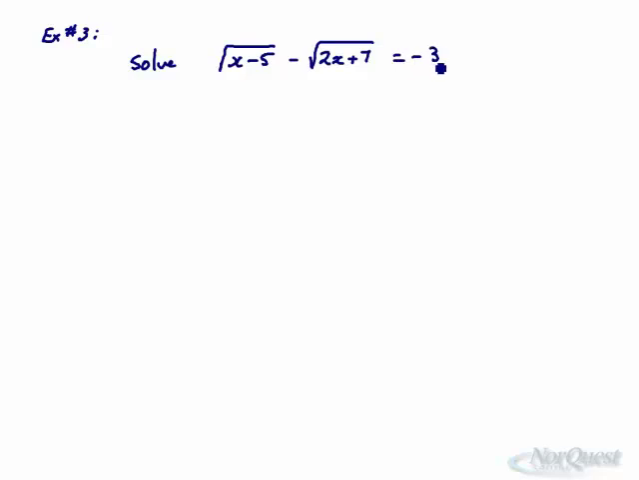This one I wouldn't even ask you to solve algebraically, so this is the only one that I would do graphically. If you ever see two radical signs in the same question, this is a calculator type right off the bat. Square root of x minus 5, minus square root of 2x plus 7, equals negative 3. This is a very difficult question to solve algebraically.